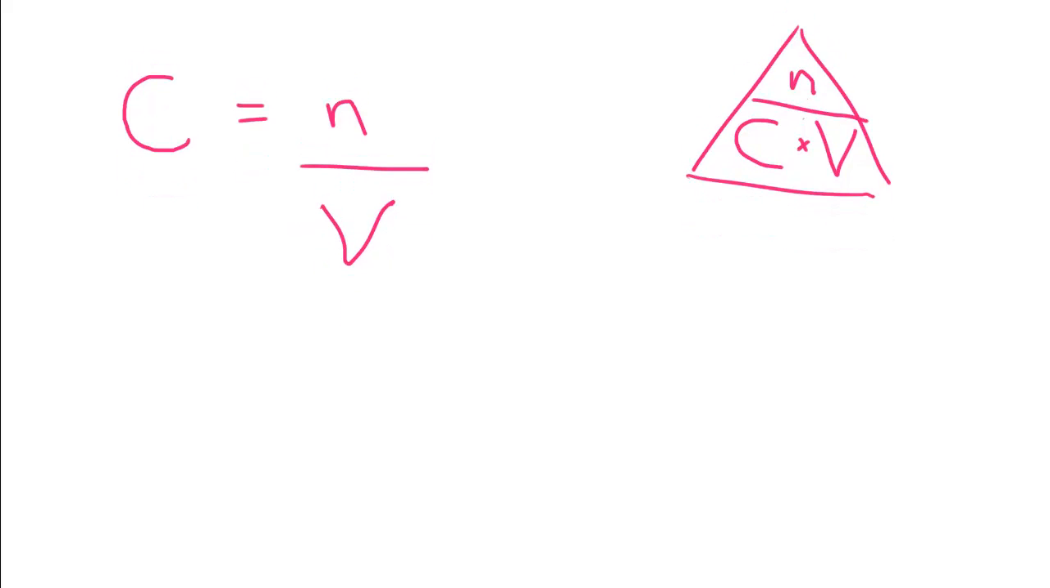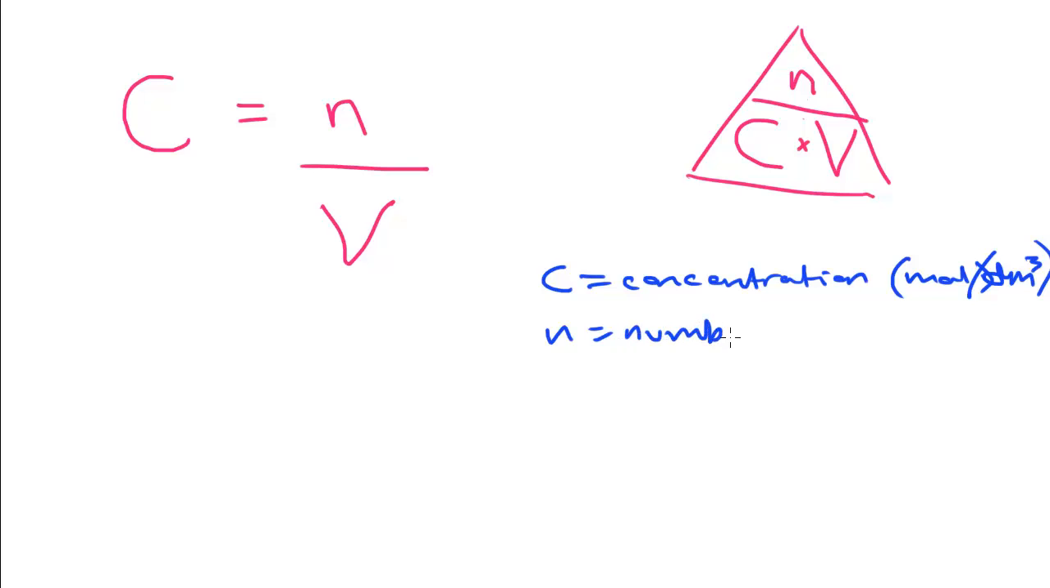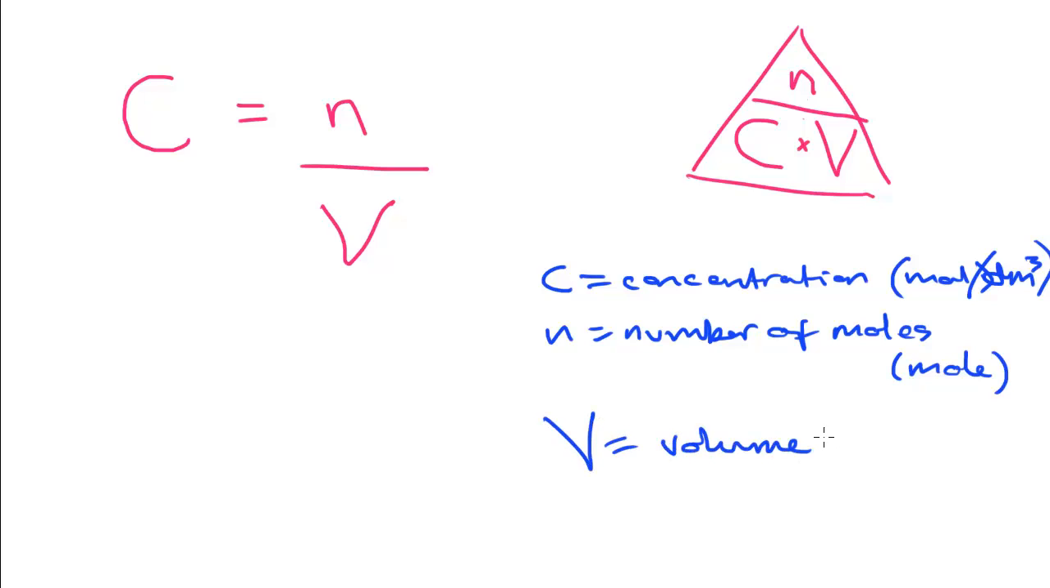Wonderful, very good. So now what? You know that you're going to have to be able to use all of these things in the equation. So C is concentration, in moles per decimeter cubed. n is the number of moles of solute, which is in mole, and V equals volume in decimeters cubed. So, what's this telling us?